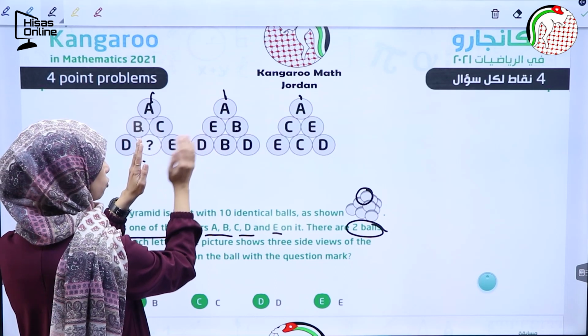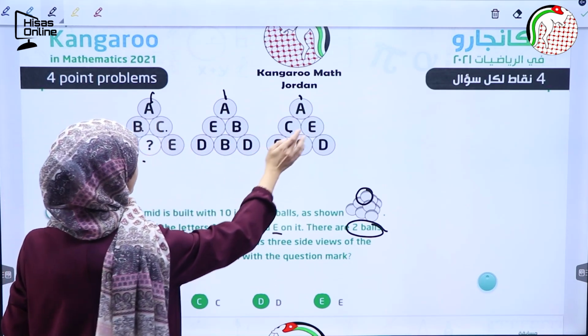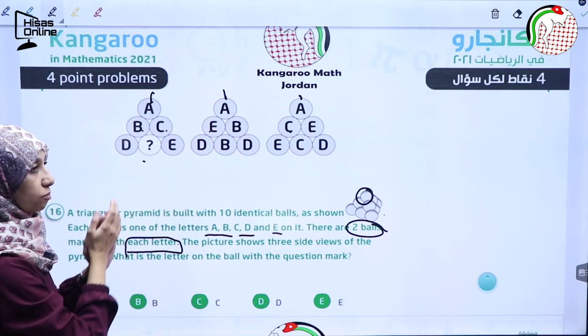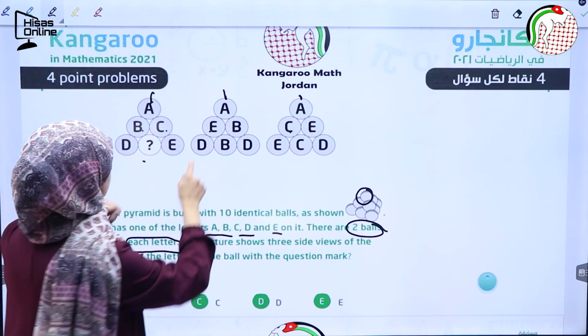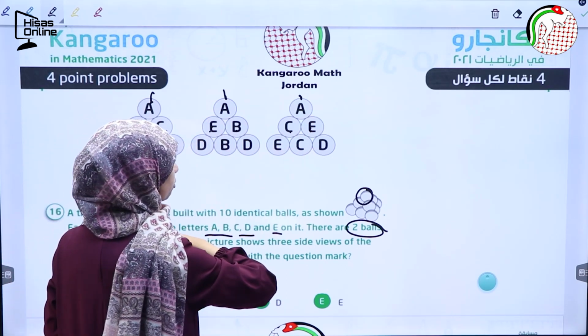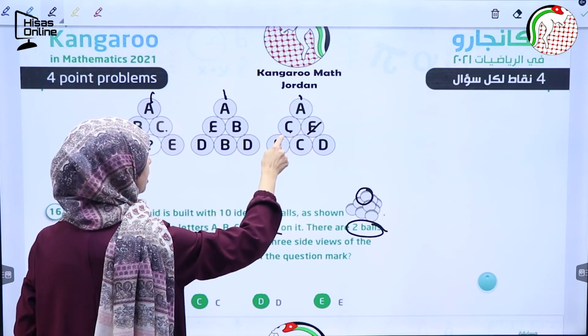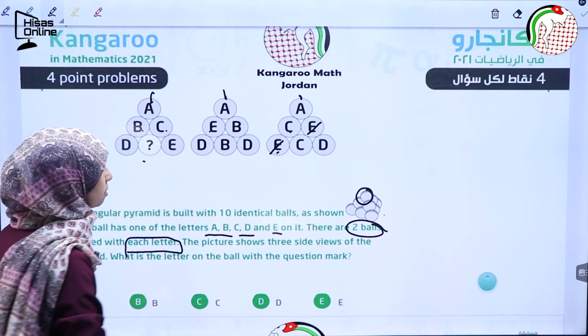I can see B from 2 sides. Ball C, I can see it from 2 sides. And the ball E, I can see it from 2 sides. So this is one ball, one ball. At the bottom part of the pyramid, I can see E. So E, I saw E twice.